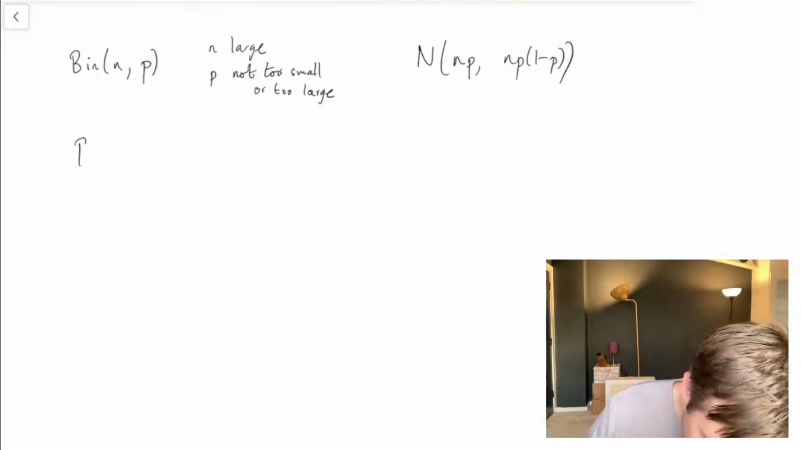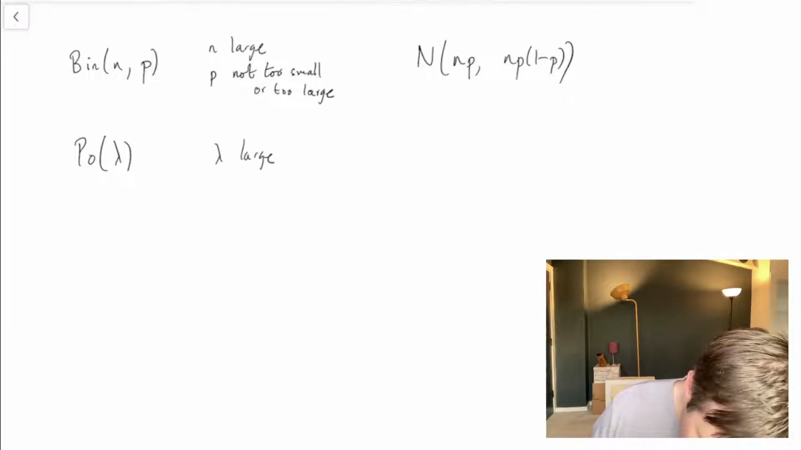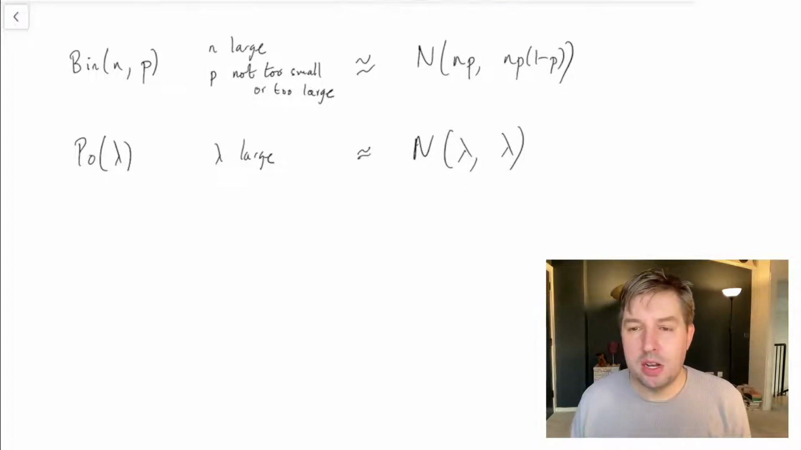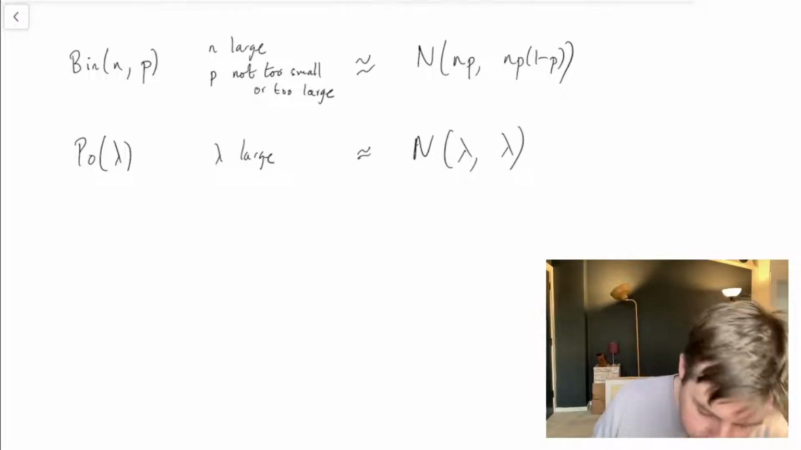If we have a Poisson(lambda) and lambda is big, then that can be approximated by a normal distribution. We know that the expectation of a Poisson(lambda) is lambda, and we know that the variance is lambda as well. So that would be approximately Normal(lambda, lambda).